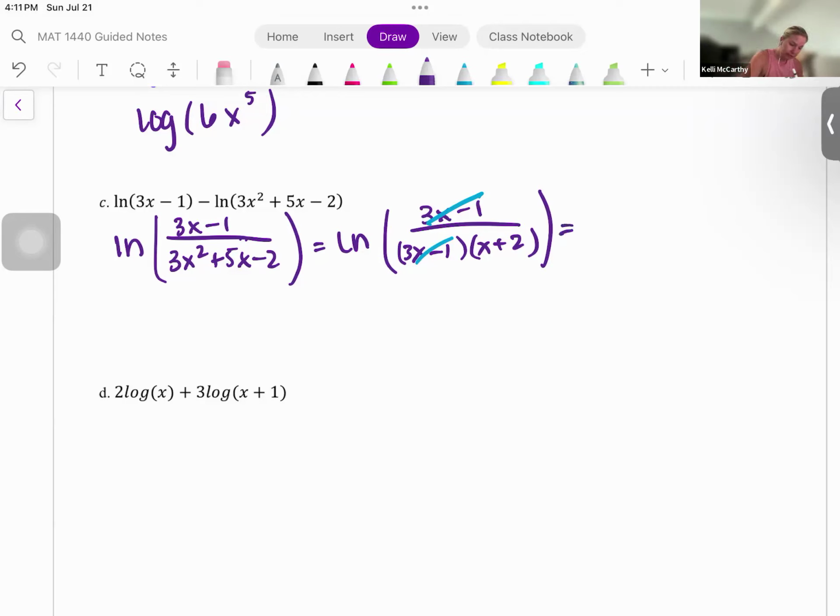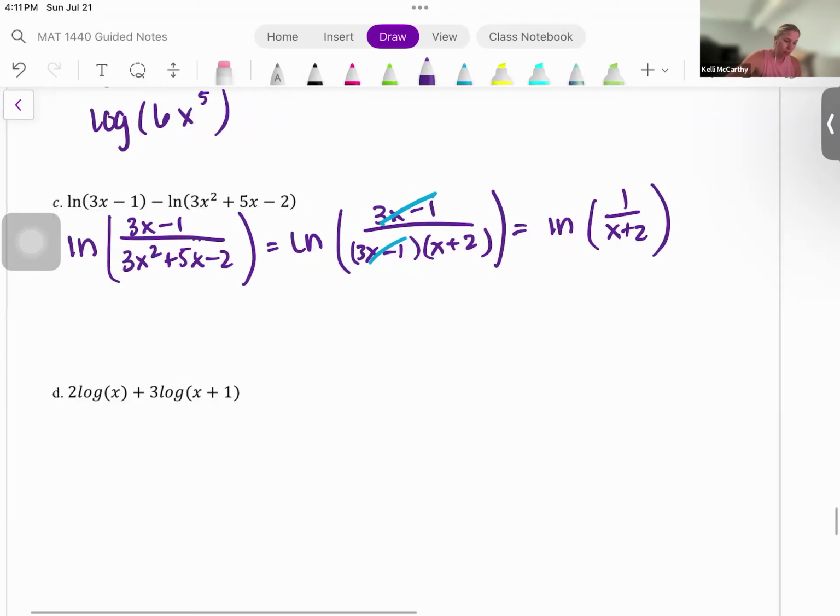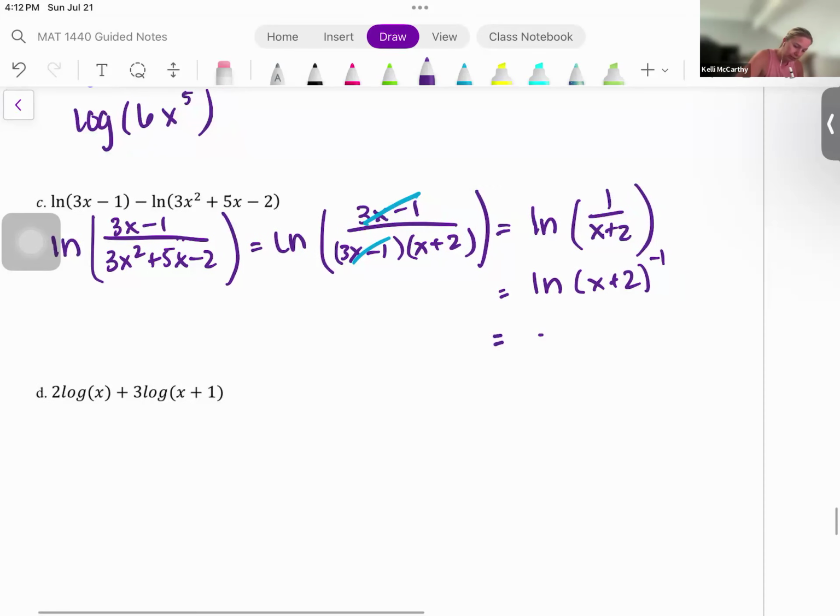So this is the same as the natural log of 1 over x plus 2. And a quick review of negative exponents, because we've got that 1 over x plus 2, this is equivalent to the natural log of x plus 2 to the negative first power. And we can bring that negative 1 out front to write this as negative 1 times the natural log of x plus 2.